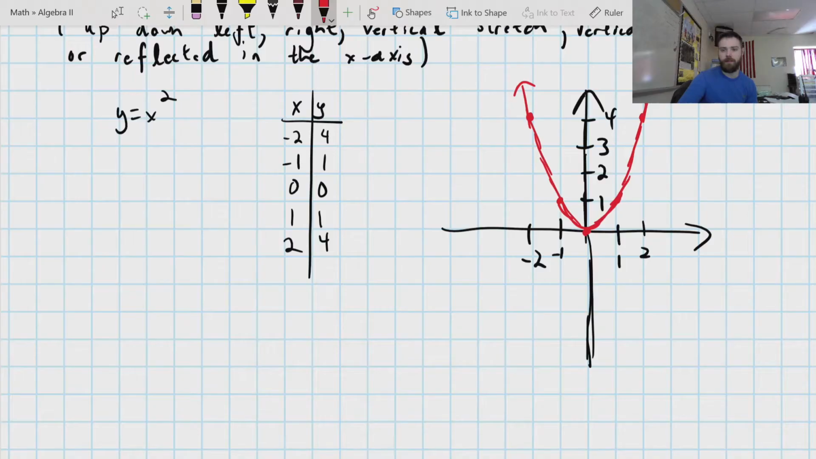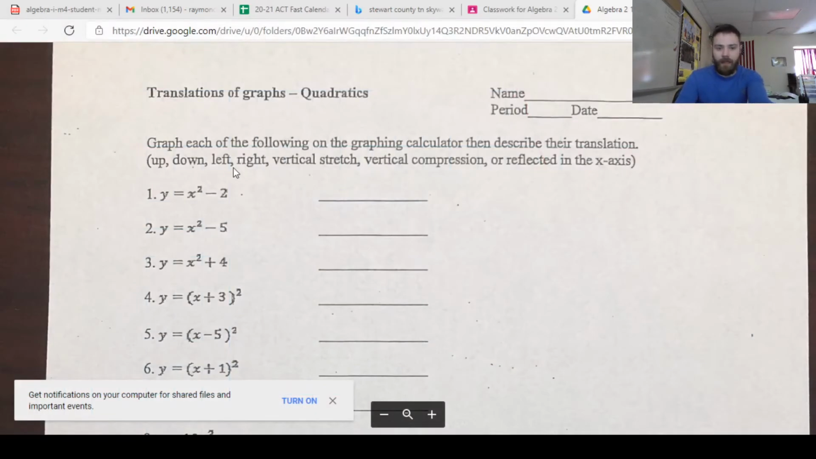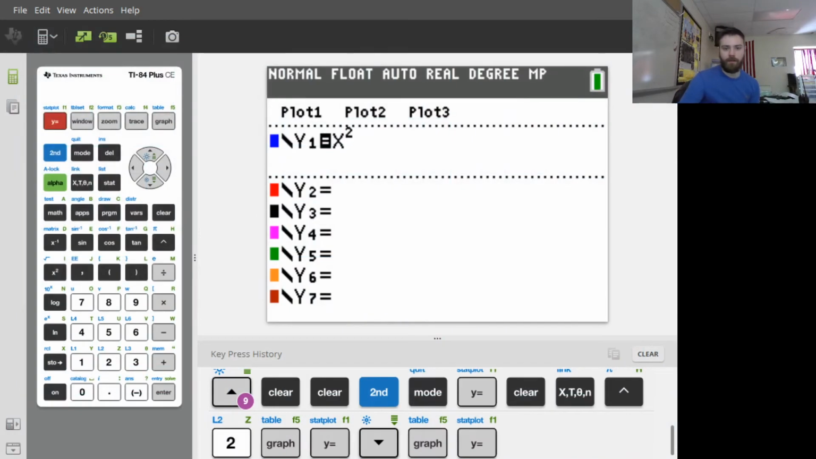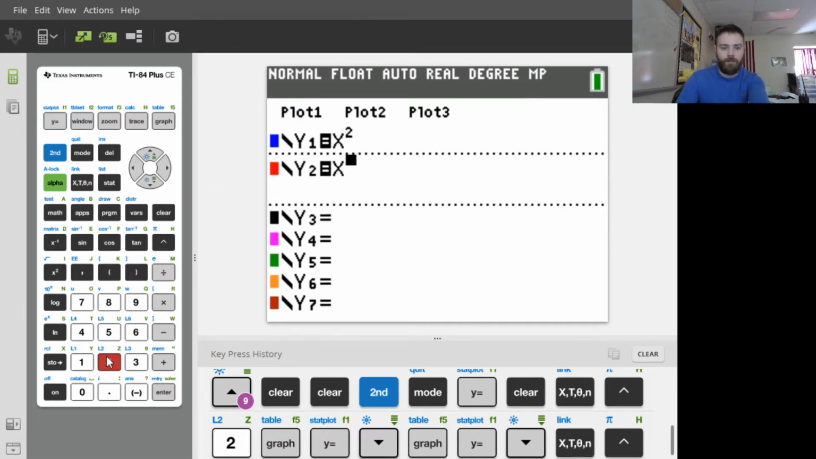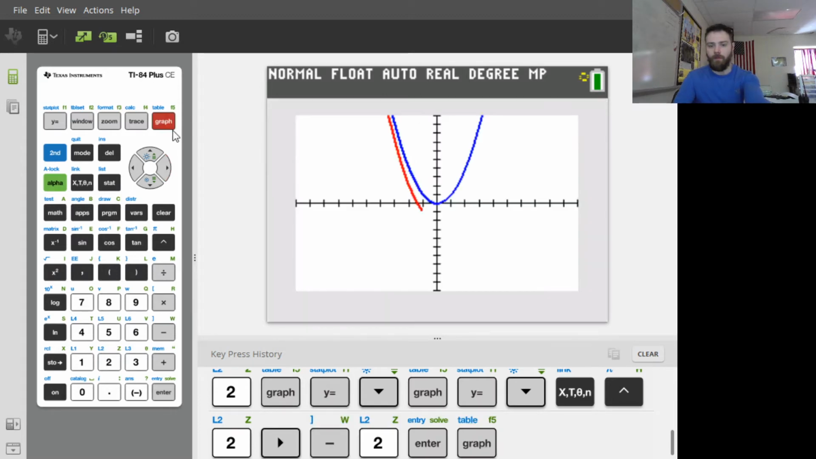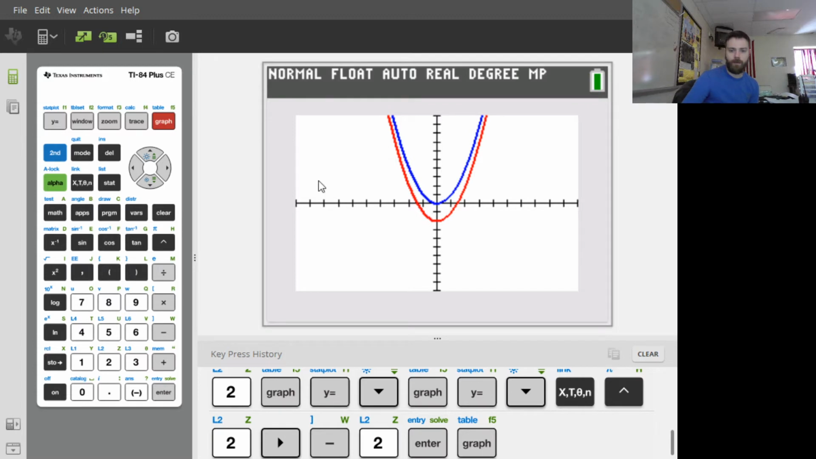But let's go back to this sheet. The first function that's up is x squared minus 2. So you want to be able to graph x squared minus 2. Let's go ahead and graph that in the graphing calculator. In this other line, I'm going to type in x squared minus 2. We're going to graph both. If you take a look here, what's going on with that red line is that it's shifting down 2 units. It's taking every point, and even if I zoom out, this will be the same.